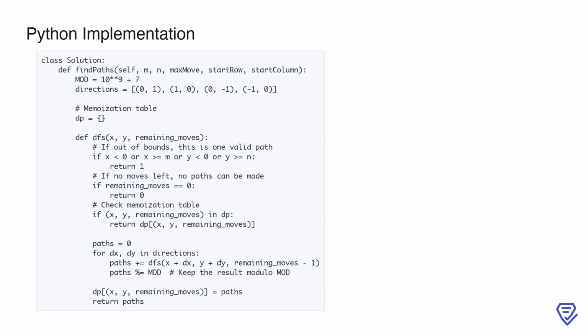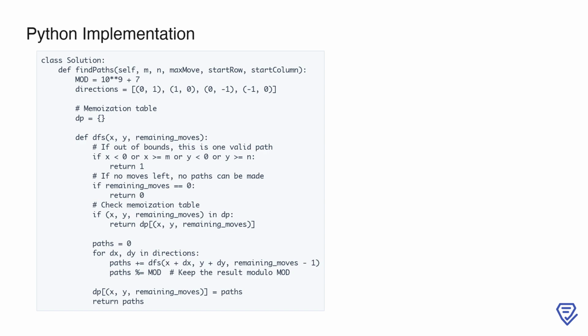The core logic of the solution is implemented in a helper function, DFS, which employs recursion. It takes the current position, x, y, and the remaining moves as inputs. Within the DFS function, we first check if the current position is out of bounds. If so, it means one valid path has been found, and we return 1. If there are no moves left and the position is still within bounds, no paths can lead out of the grid, so we return 0.